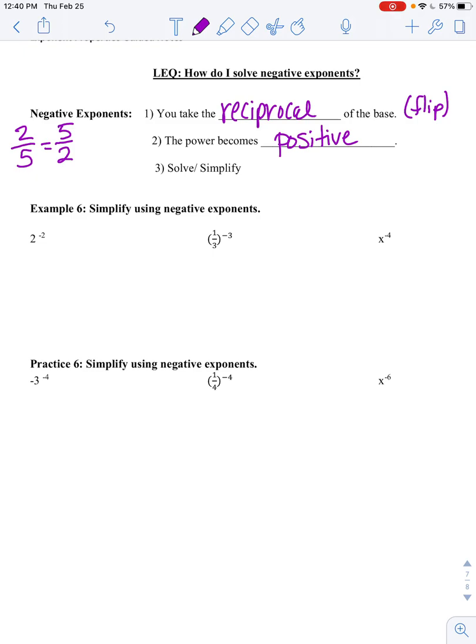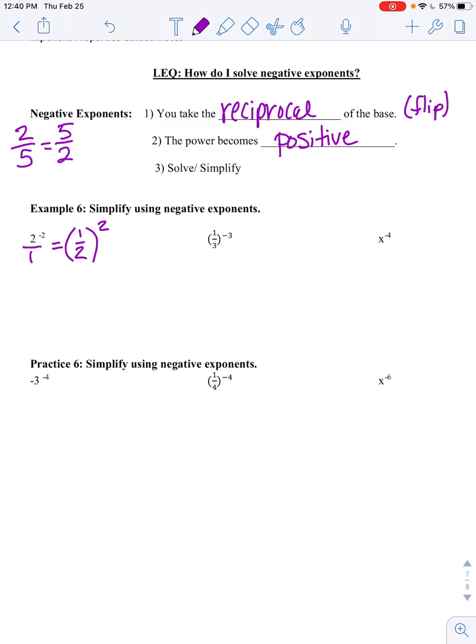Okay, so let's take a look. Simplify using negative exponents. We have 2 to the negative 2. So we know that any whole number as a fraction you can put over 1, so it looks like a fraction. It'll be easier to find the reciprocal. So the first thing I'm going to do is take the reciprocal of the base. So my base is 2 over 1. So the reciprocal, I'm going to flip it, becomes 1 over 2. And then step number 2 says the power becomes positive, so that negative 2 is now a positive 2. Okay, so 2 to the negative second power, simplified, is actually 1/2 to the second power.